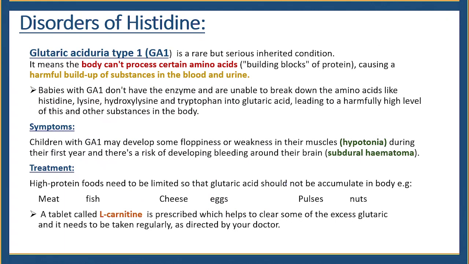Disorders of histidine. Glutaric aciduria. It is basically a condition in which amino acids build up in our body, which can cause harmful effects. In this, the babies are unable to metabolize amino acids like histidine, and they accumulate at a very dangerous level. They can cause floppiness and weakness in the muscles, a condition known as hypotonia, and it can also cause bleeding around the brain, like subdural hematoma.